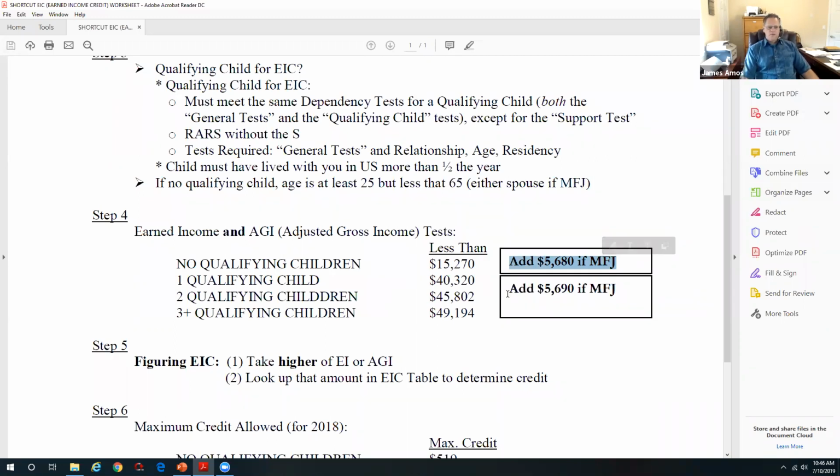I said if you're single, that's not quite what I meant to say. If you have no qualifying children, this is your cutoff amount. And then if you have no qualifying children and you're filing MFJ, you get to add that amount in, the $5,680. Now, if you have any qualifying children, whether it's 1, 2, or 3 or more, you get to add this amount to the cutoff amount.